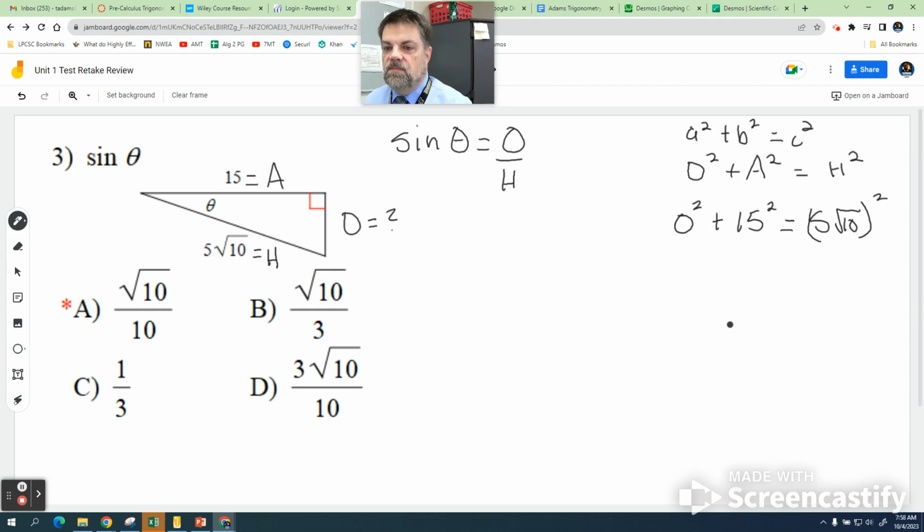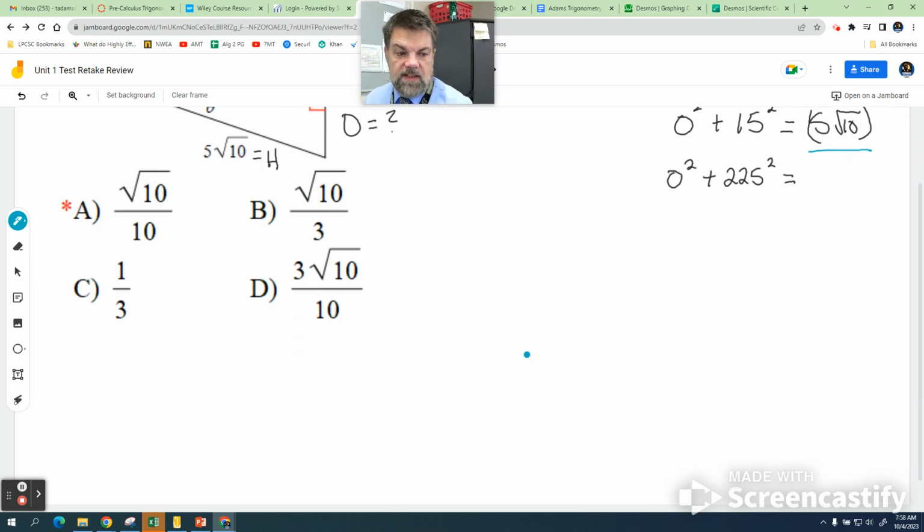What's 15 squared? Huh? 225? Now over here, I know that we're not the most comfortable with square roots and stuff, okay? So as a side note, I'm gonna draw this out to kind of help us feel more comfortable with it. So if I say 5 square root of 10 squared, that's like saying 5 root 10 times 5 root 10.